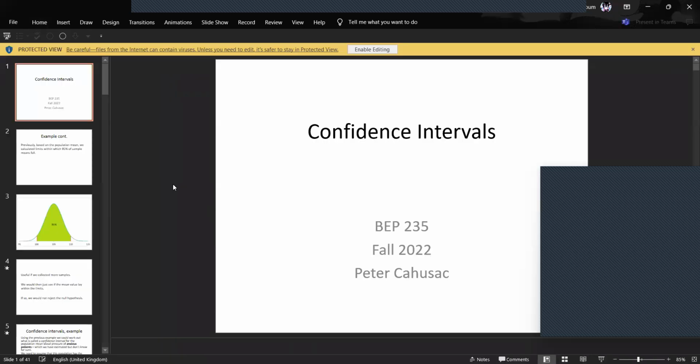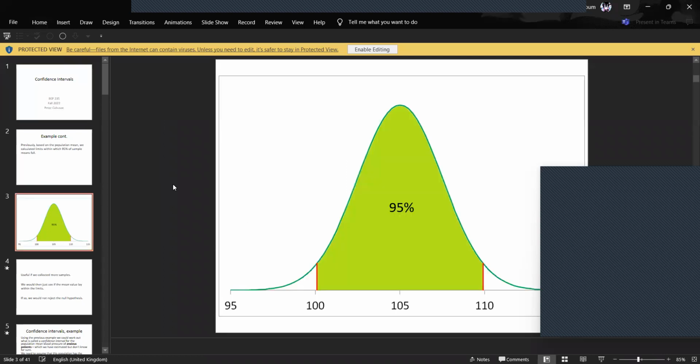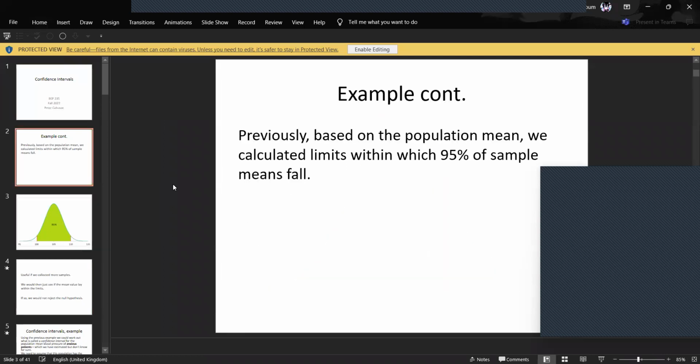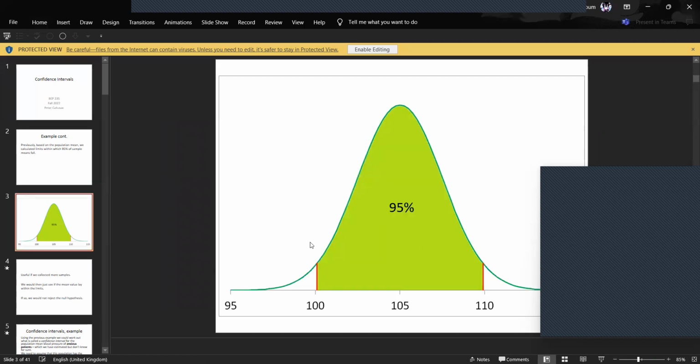Okay, so this is confidence intervals, the lecture, obviously. And so we have the example, which he continued from the previous lecture. And so we calculated the limits, basically you can calculate the limits where 95% of samples that you get will fall, right? So in this area, any data point that you take, there's a 95% chance that it falls in this area.